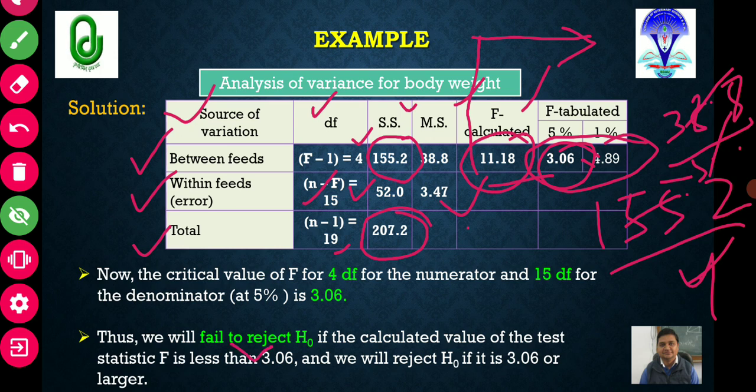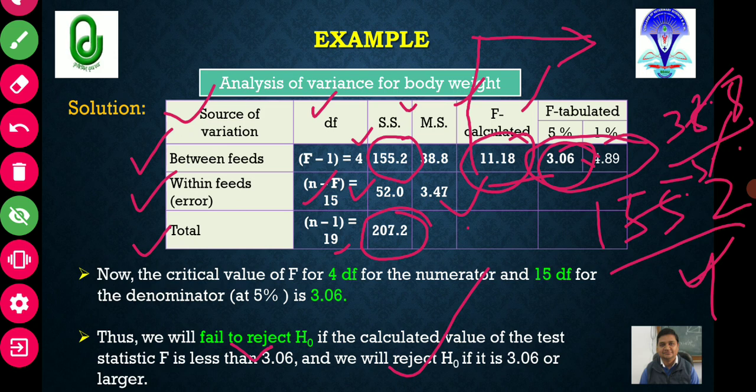We will reject the null hypothesis, because our value is 11.18, whereas the tabulated value is 3.06 at 5%, and at 1% it is 4.89. So here we will reject the null hypothesis and accept the alternate hypothesis. What was our alternate hypothesis? That any of the two feeds are different. But which two feeds are different? For that, we have to do some other statistics also.